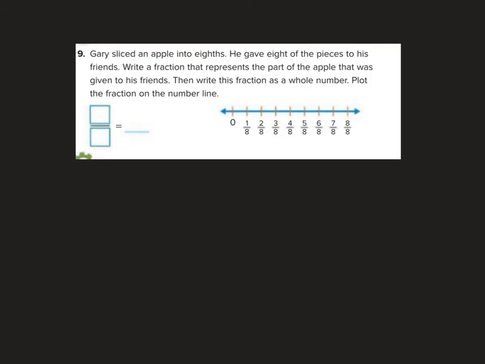Gary sliced an apple into 8ths. He gave 8 of the pieces to his friends. He gave the whole apple, right? Write a fraction that represents the part of the apple that was given to his friends. Then write this fraction as a whole number. Plot the fraction on the number line. So he gave 8 out of 8 pieces to his friends, which is the same as saying he gave 1 whole apple away. How many did he give to each friend? Gave each friend 1/8 of the apple, which means that we'll plot 8 over 8, or 1, right here.